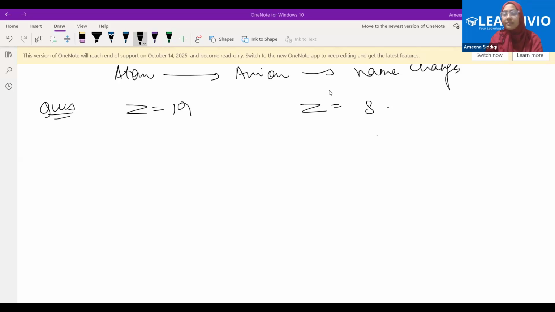What's the answer? I got K2O. Excellent. Let's see. Ali, for Z equal to 19, what is the number of electrons? No one else will answer. 2, 8, 8, and 1. You did not answer the electronic configuration, but anyhow, fine. So 2, 8, 8, and 1, right?